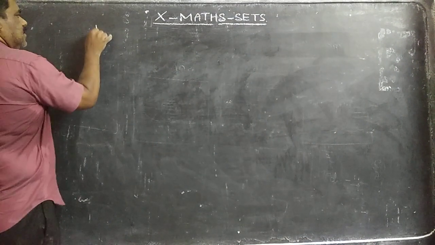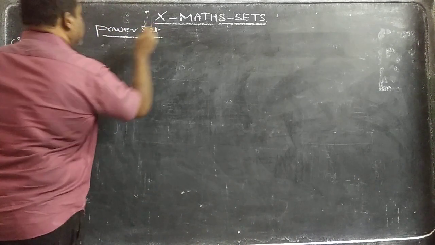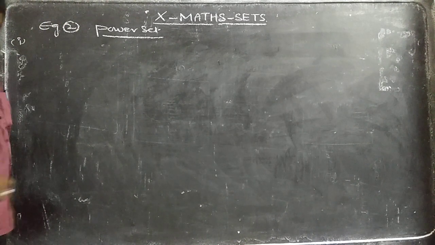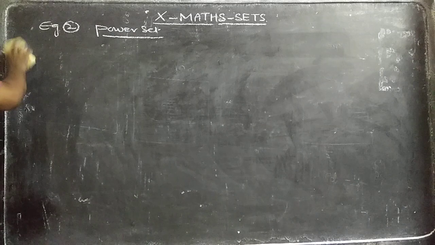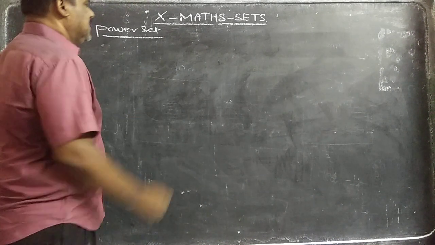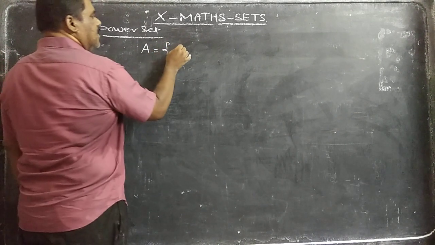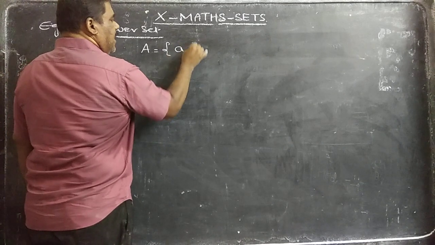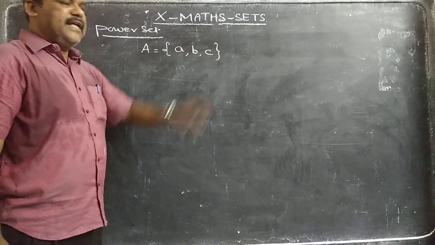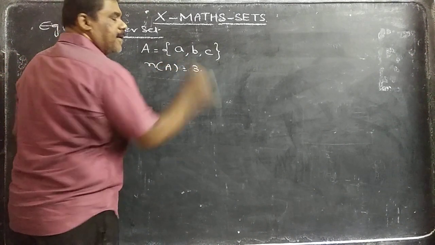Right, next question. What is a power set? Let us take one example. A is equal to {a, b, c}. A is a set which contains 3 elements. Number of elements present in A is 3.